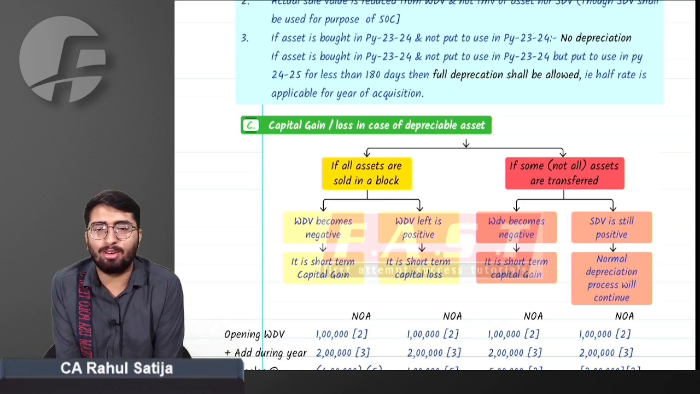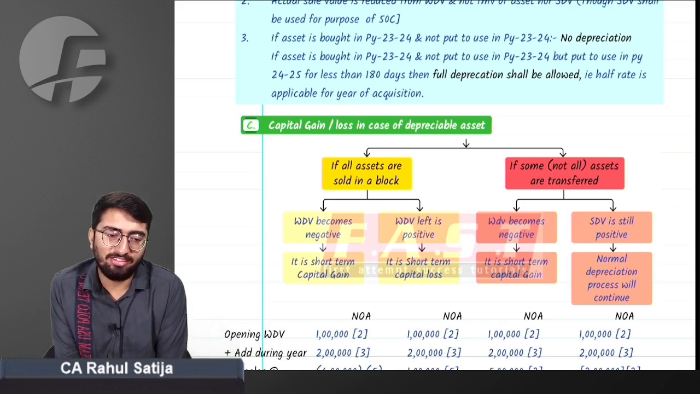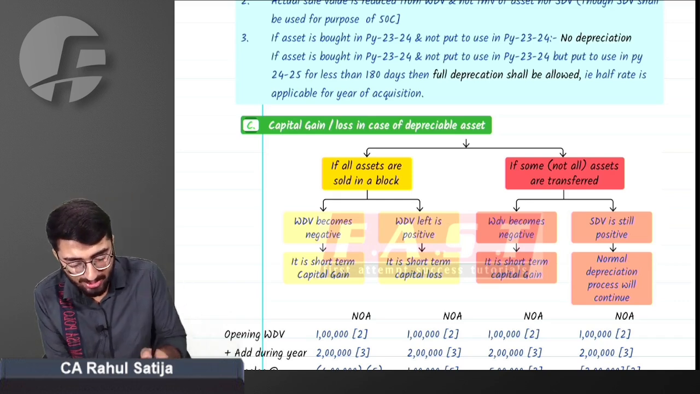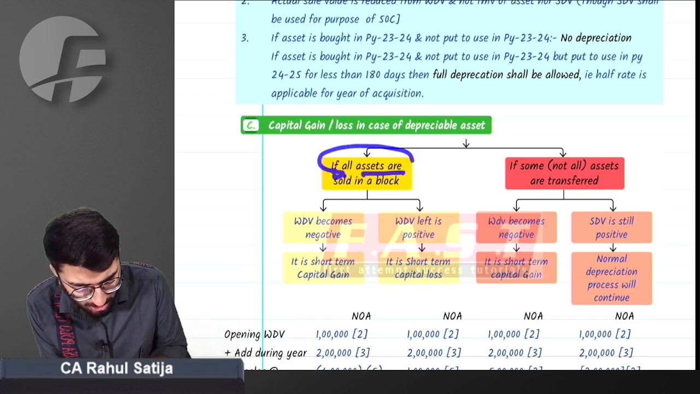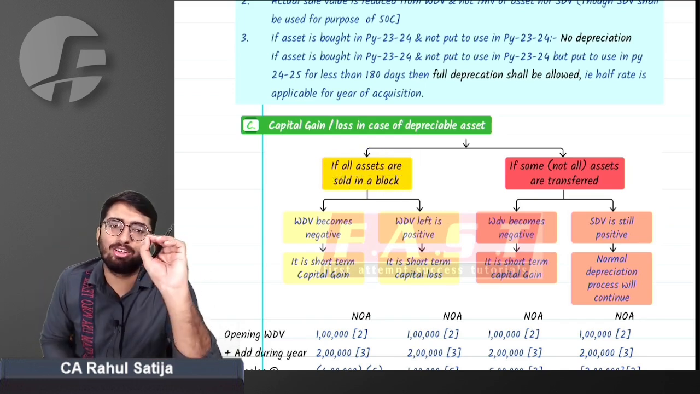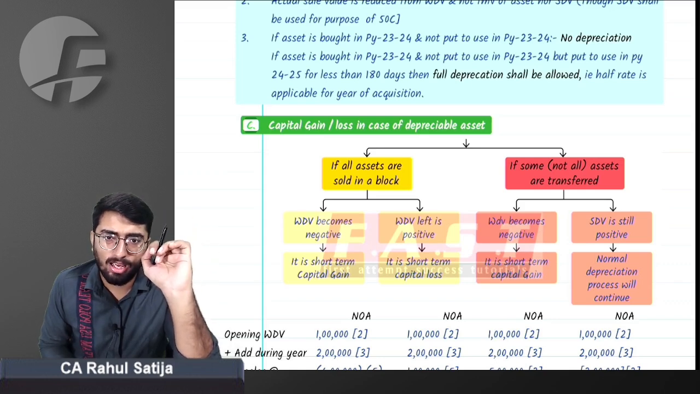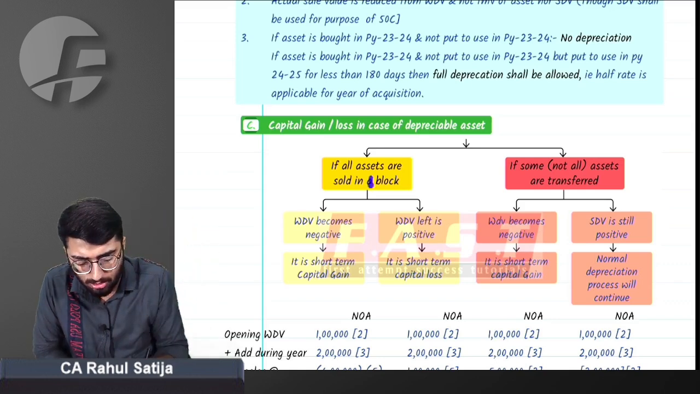We have a different concept altogether for those. What does it say? Sir, if all the assets in a block are sold, you have to bifurcate. If all the assets of the block are sold and WDV becomes negative.